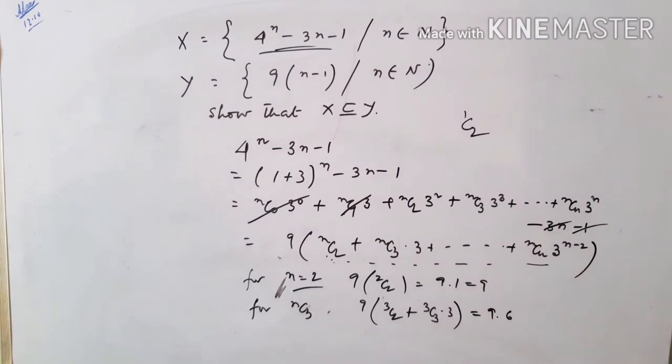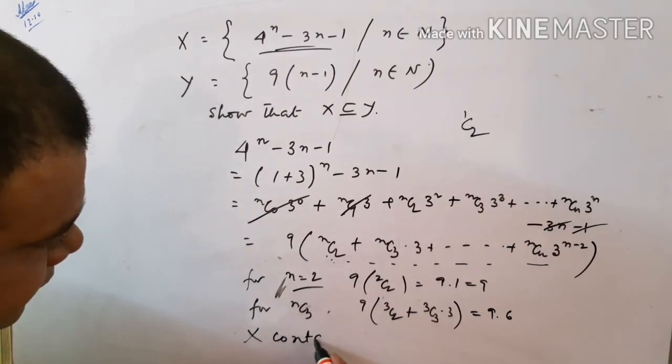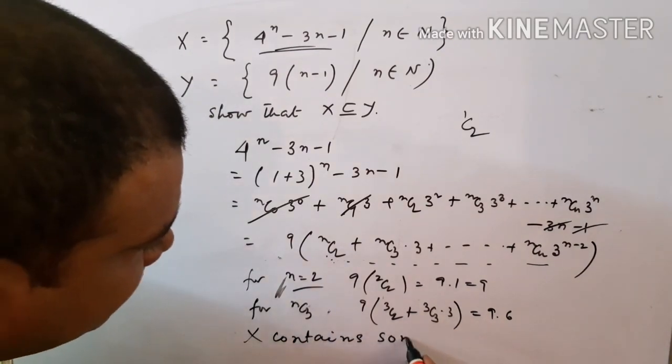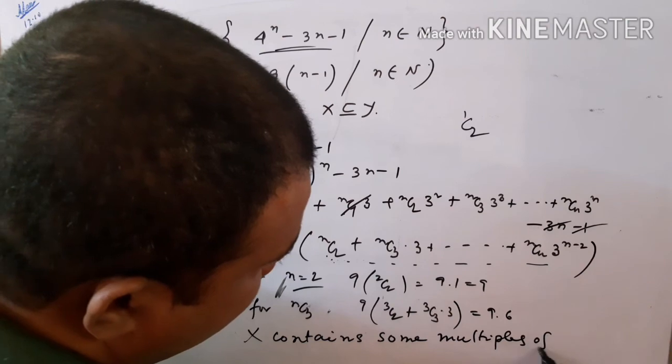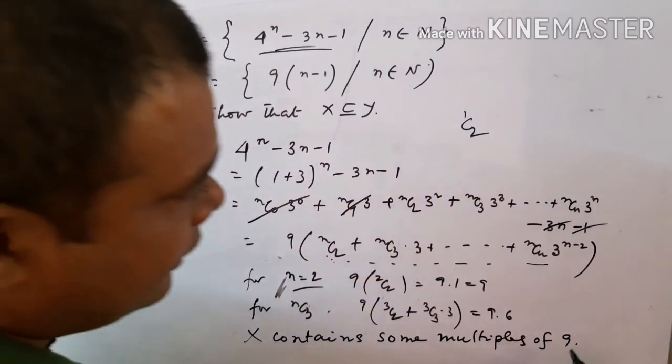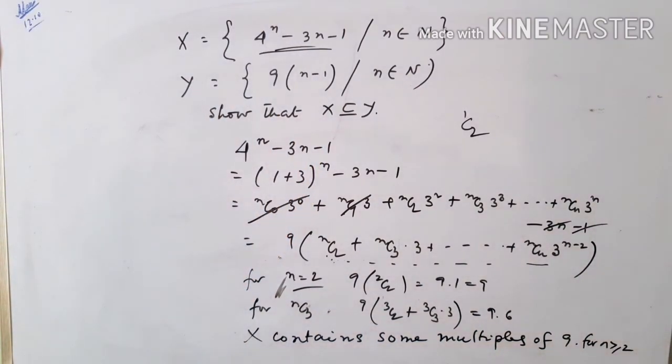So here we have seen that X is a set which contains some multiples of 9. The first one is 9 into 1, the next one is 9 into 6, but 9 is taken common and some number is coming. So X contains some multiples of 9 for n greater than or equal to 2. Clear?